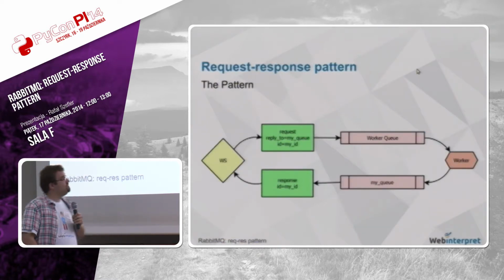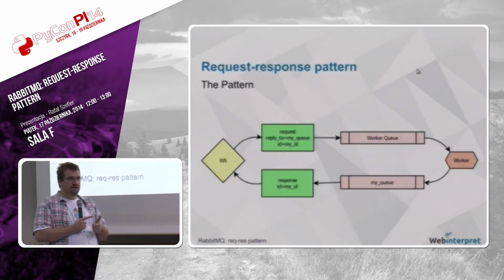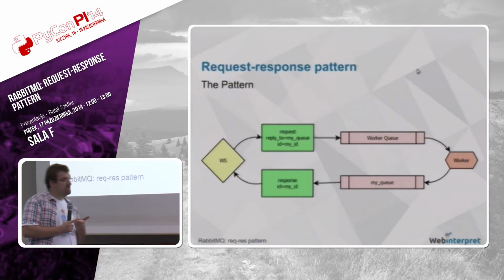And this is the pattern. So let's focus on it for a moment. The web server issues a request to RabbitMQ. Request is just a message here. And this message should contain two important pieces of information, one of which is the reply-to queue, and the other one is the ID of the request. It goes to the worker queue.